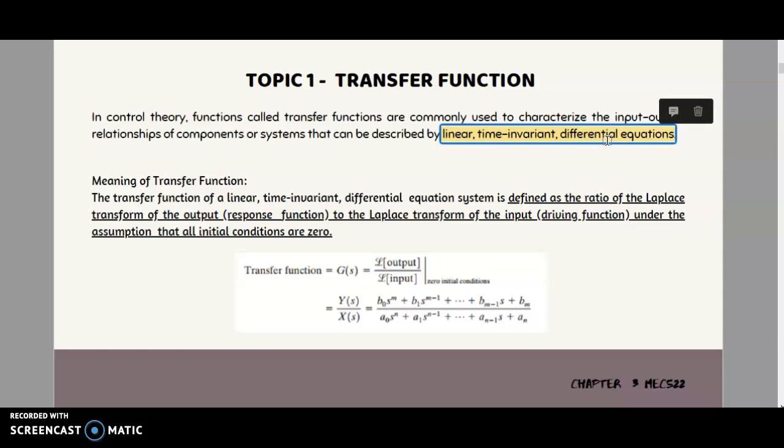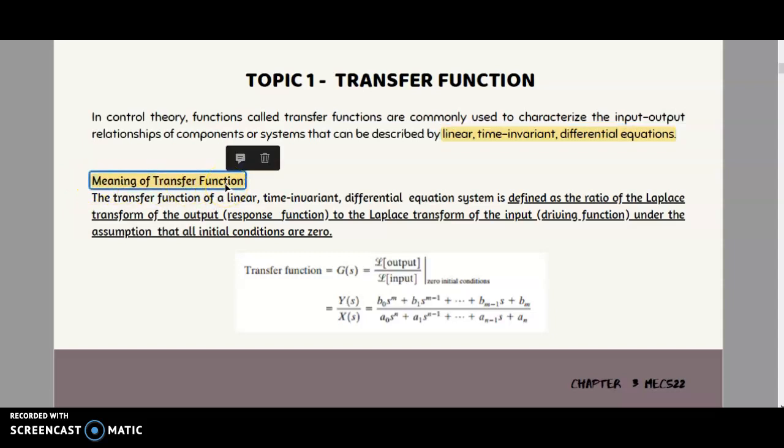Next, we go to this one. The meaning of transfer function. We want to know what the transfer function actually is, the definition. The definition of transfer function is defined as the ratio of the Laplace transform of the output response to the Laplace transform of the input driving function under the assumption that all initial conditions are zero.